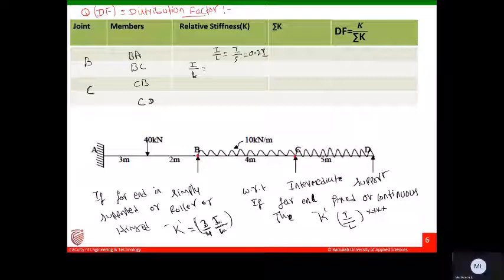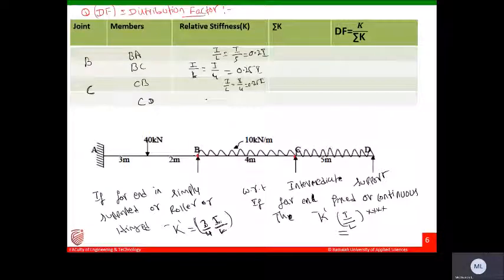Now, based on this, we calculated. With respect to B, C is continuous, so this is I by L, which is I by 4, so it is 0.25 I. Then coming to joint C, with respect to C, B is continuous, so the relative stiffness will be I by L, which is I divided by 4. It is 0.25 I.